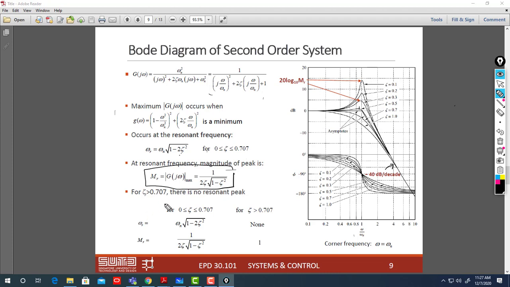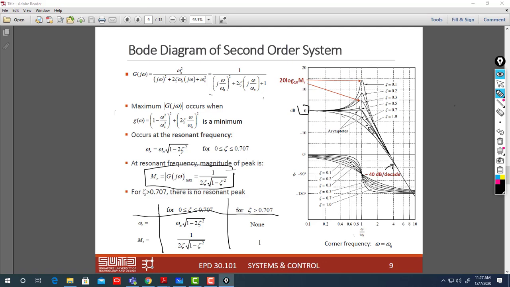So when zeta is more than 0.7, we are very close to zeta equal 1, a critically damped or overdamped system, so you have no resonant peak in this case. That's why in this table they distinguish between when zeta is between 0 and 0.7 or above 0.7. If you have above 0.7, you have no resonant frequency, but the maximum magnitude is equal to 1. Of course, the maximum magnitude is here at low frequency.